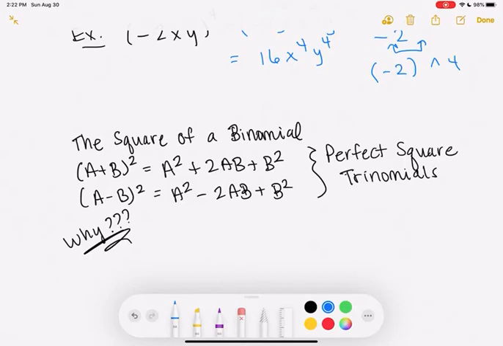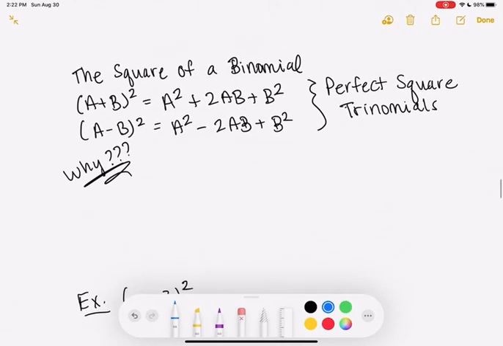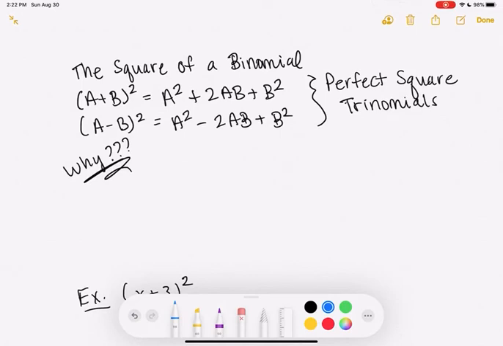So again, this formula is meant to be a shortcut, but still I like to see the why. So I might show you both of them. Let's start with the a plus b squared and figure out why. Where did that 2 come from, right? Because it kind of looks weird the first time that you see it. So if I had a plus b squared, that would be a plus b times a plus b, right?